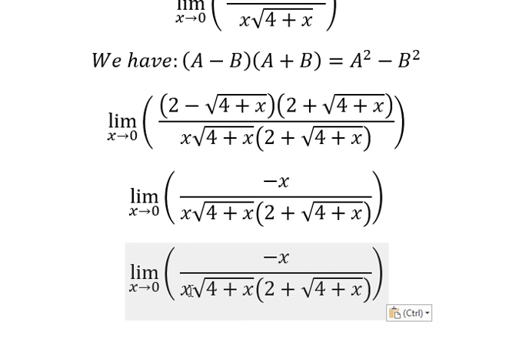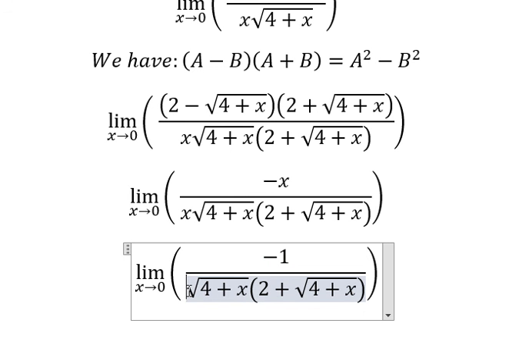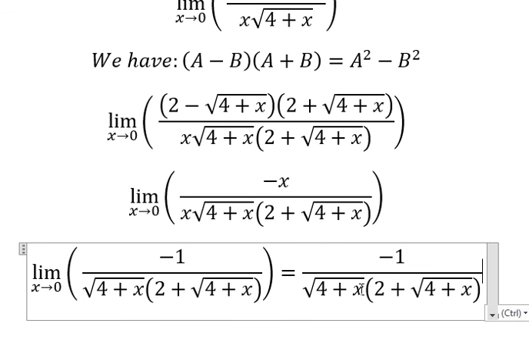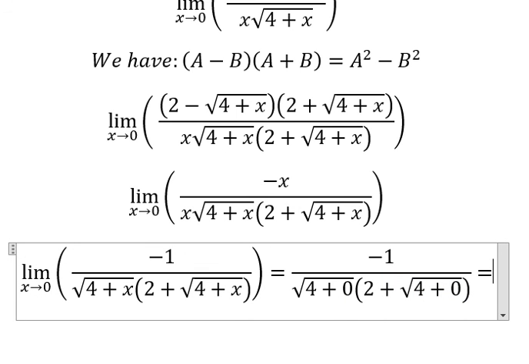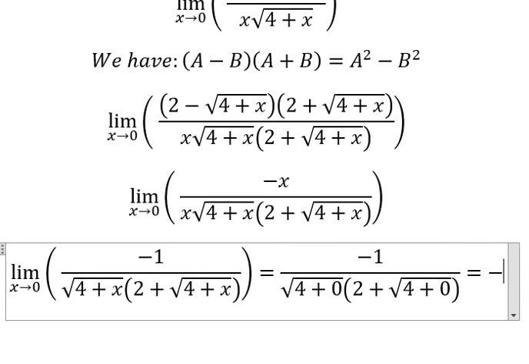So x divided by x, we cancel. Now we can put number 0 on here and here. So we have the final answer. And this one we have negative number 1 over 8.